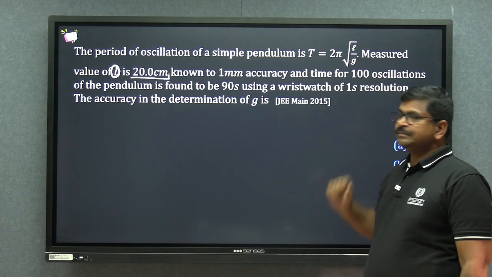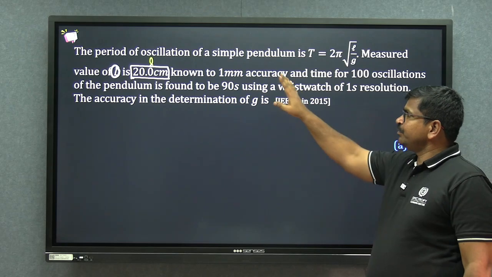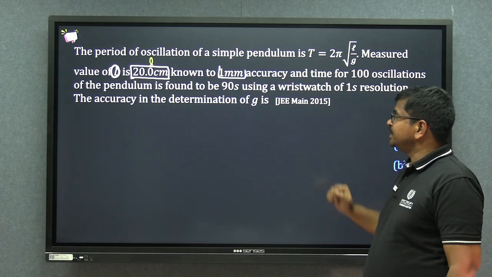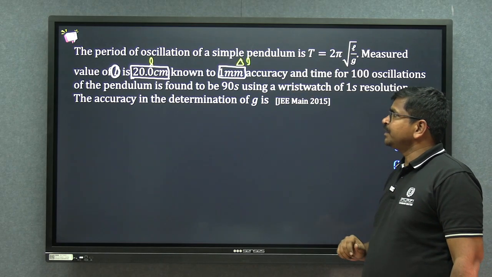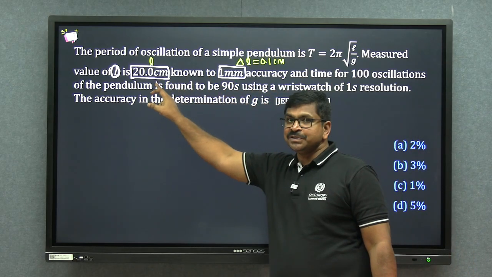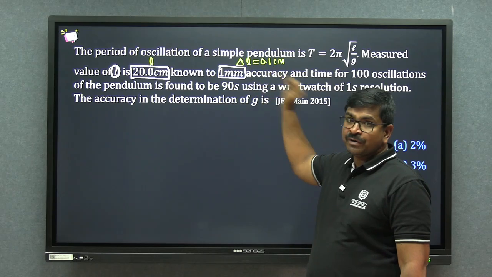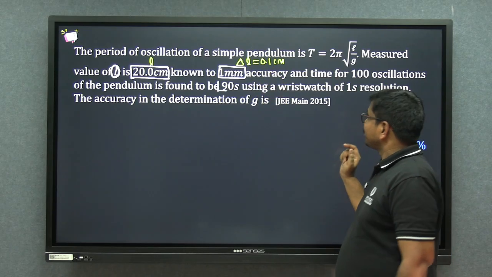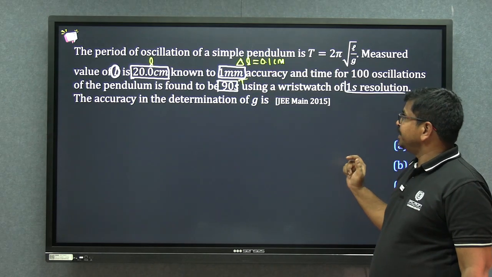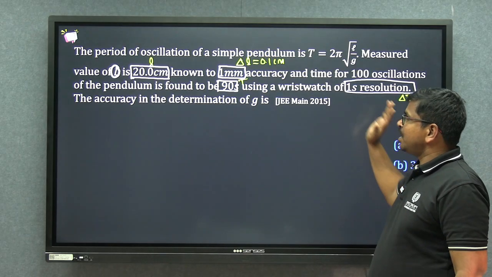Now let us discuss a question from JEE Main 2015. Here, first observe what the given data is. L is given as 20.0 centimeters, as well as 1 mm accuracy, that is delta L. You must convert this into the same units as the original one, centimeters. It is 1 mm, you must convert to centimeters, so 0.1 centimeter. Now 90 seconds, that is t, as well as the 1 second resolution, that is delta t. So all the things are given.